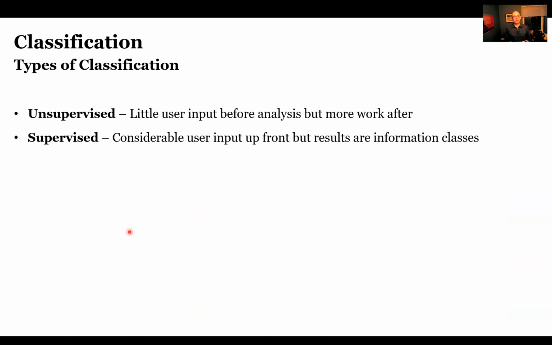So how do we achieve this? How do we perform this classification? Again, we can divide things up. Always the way, we can do things in many different ways. And one of the main divisions here we have in remote sensing is unsupervised versus supervised.